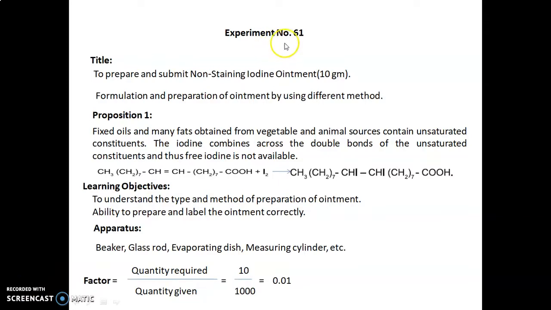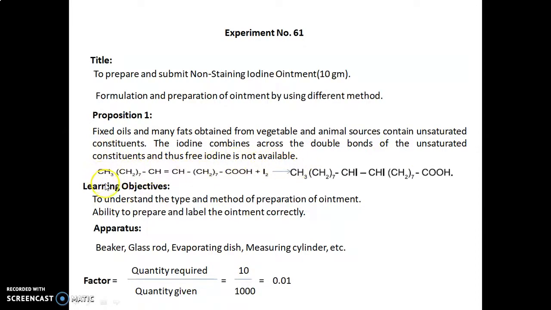Experiment number 61. The title of this experiment is to prepare and submit non-staining iodine ointment, 10 gram. Formulation and preparation of ointment by using different methods. Proposition 1: fixed oils and many fats obtained from vegetable and animal sources contain unsaturated constituents. The iodine combines across the double bonds of the unsaturated constituents, and thus free iodine is not available.